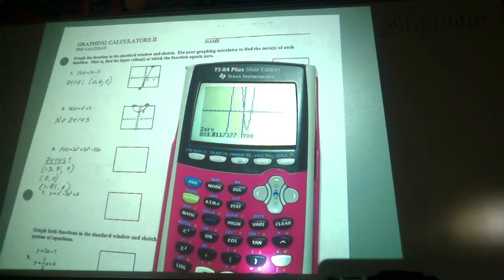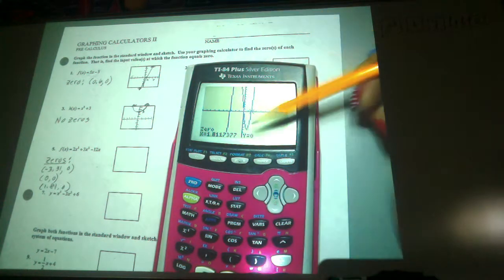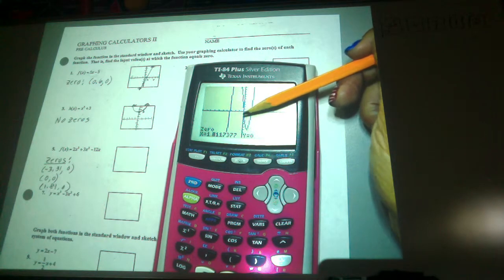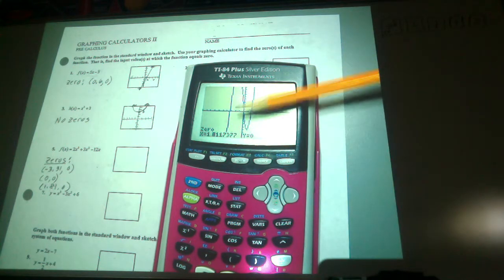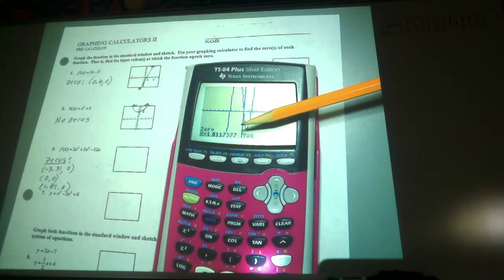Now, where's the y-intercept? It's also at 0, 0. So the zero and the y-intercept are the same. You don't have to find that. The only other thing I want to show you how to find is what are called relative max and min.